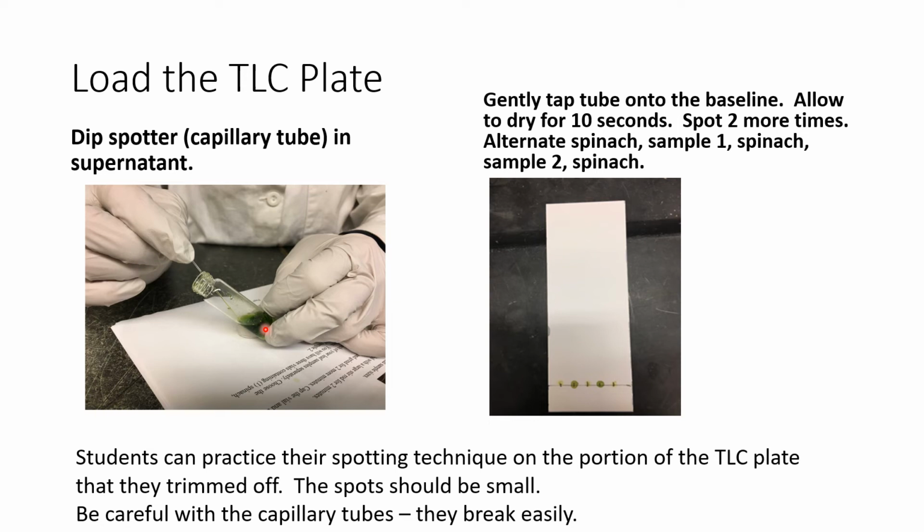And then to load the sample from the vial onto the TLC plate, all you need to do is gently tap onto the baseline. So we made 5 hash marks, so there should be 5 spots on there in the order of spinach sample 1, spinach sample 2, and then spinach.